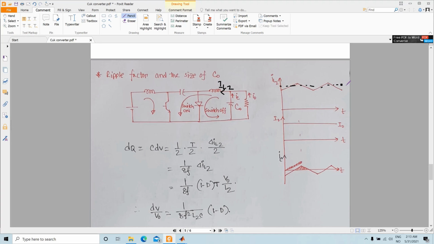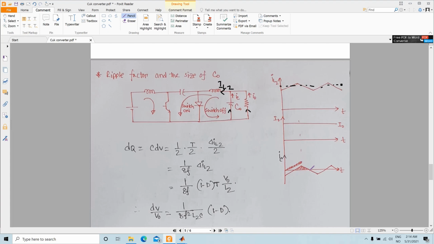the DC part of the IL2 is basically the output current here. The IL2 has two parts, one is the DC and the other is the AC part. The DC part flows through the resistance and the AC part flows through the capacitor. The AC part means the ripple part of the IL2 that will flow through the capacitor. So IC should be the ripple part of the IL2.